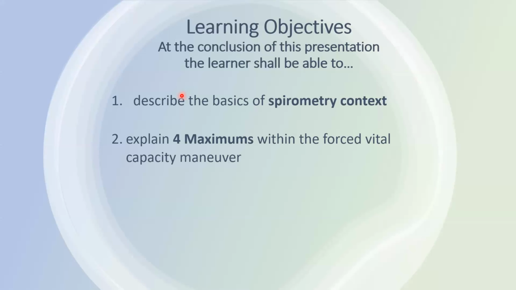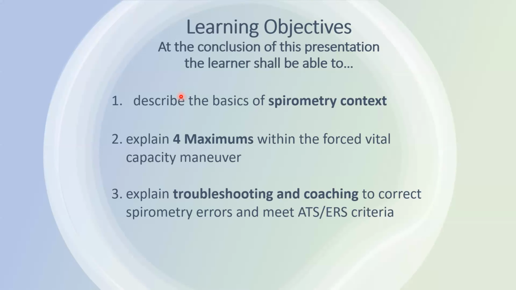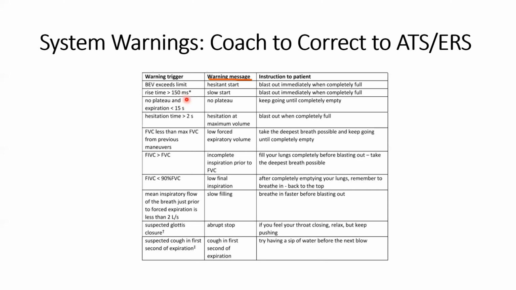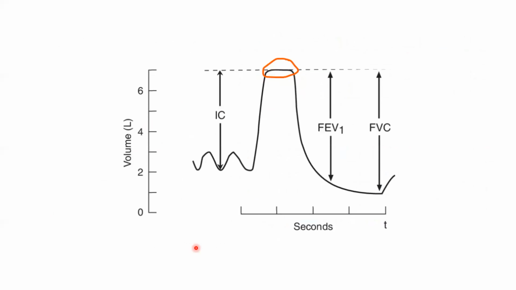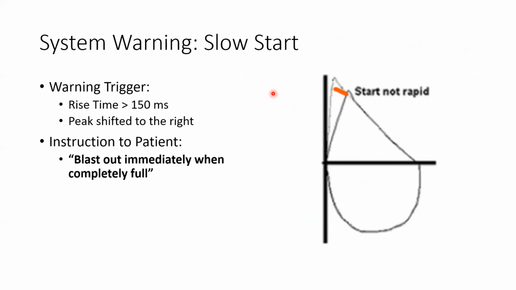All right. So now we're going to look at troubleshooting and coaching. The systems are supposed to give the operator warnings if there are issues going on. A hesitant start should trigger a warning, and you need to tell the patient, blast that immediately when you're completely full. No hesitation over 2 seconds. Okay. Rise time, blast faster. Okay. This one is not acceptable because the start was not fast enough. So you want them to blow out immediately and faster.